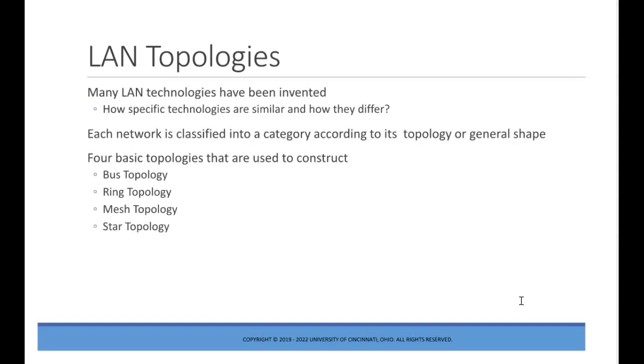So network topology is an arrangement of two or more nodes communicating through a particular medium. The four basic topologies that are used to construct local area networks are bus, ring, mesh, and star.